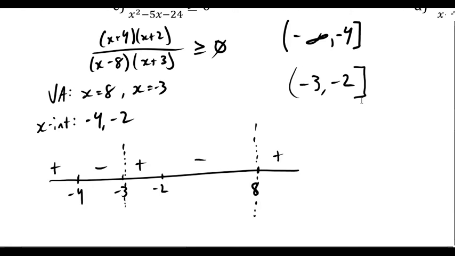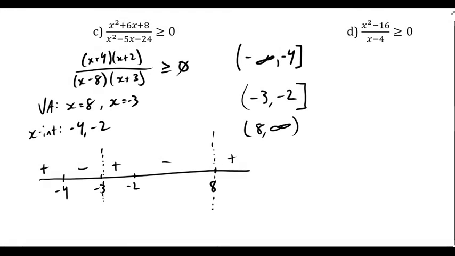And then there's one more, and again, it's at 8, which is exclusive because it's an asymptote. And infinity is obviously always exclusive as well. Good? Any questions? Okay, let's factor the next one. Go ahead. It's pretty easy.